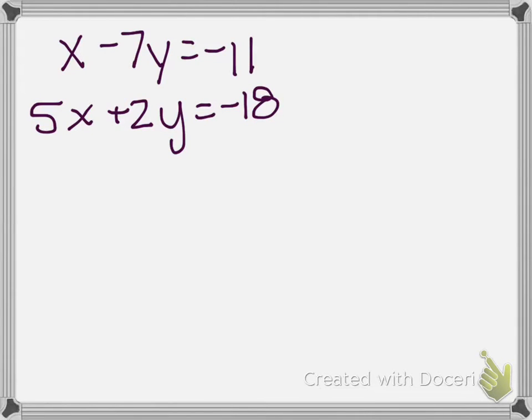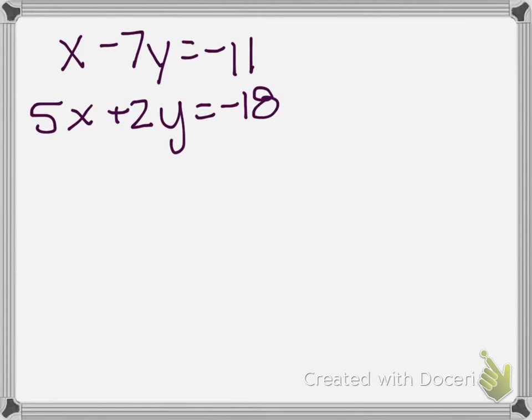Okay, this is the last and most difficult type of problem that we could get when using the elimination method. So going back to step 1, we have to find equal and opposite variables. This one's a little bit tricky because if you notice, we don't have any equal variables, but we also only have one set of opposite variables. We have a negative 7y and a positive 2y.